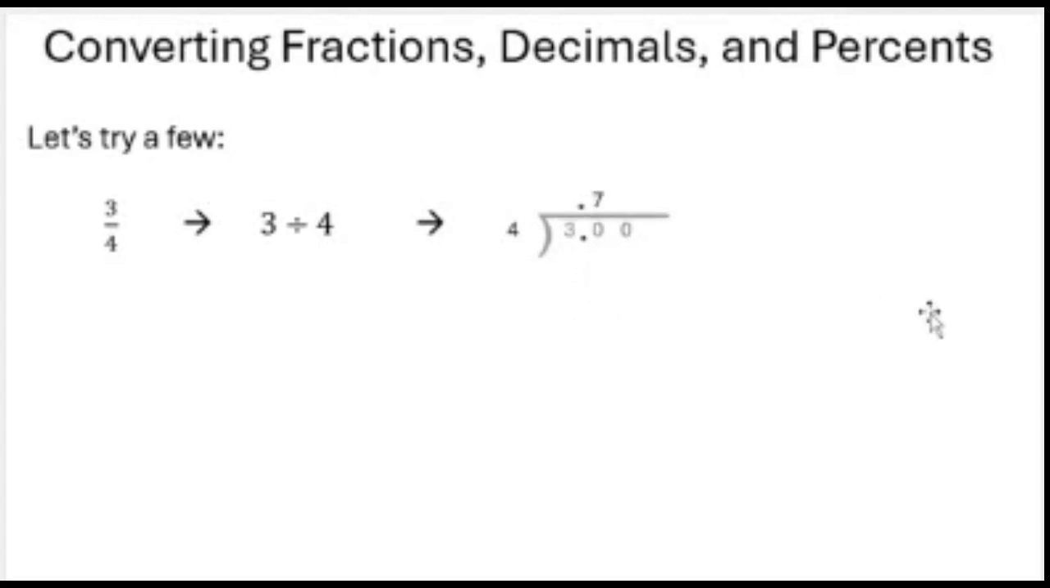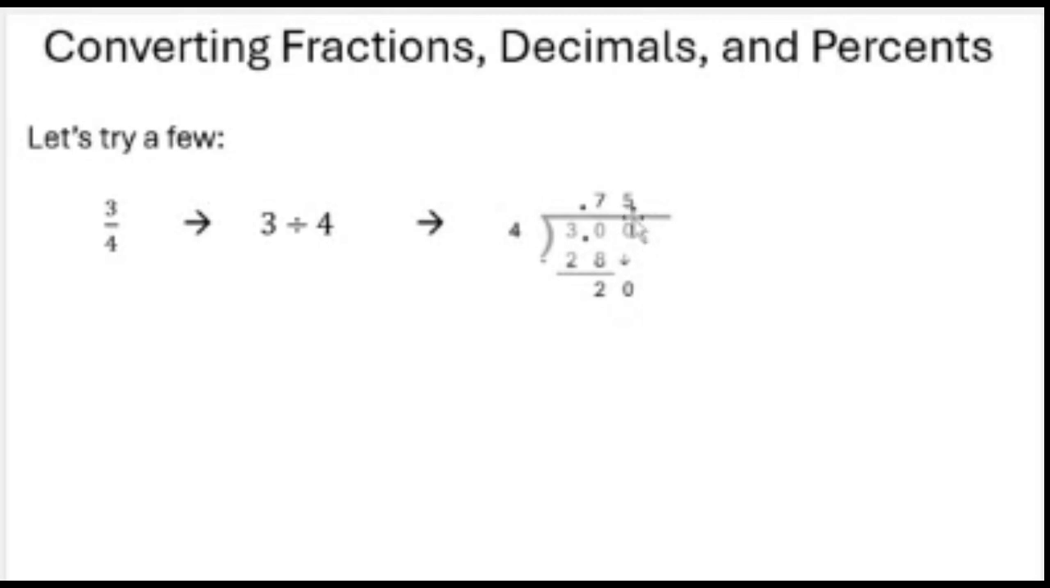So 7 4s go into 30 up there. Multiply back. 7 times 4 is 28. Subtract. 30 minus 28 is 2. Bring down the next 0. And repeat the process. How many 4s can you fit into 20? Well, 4 times 5 is exactly 20.